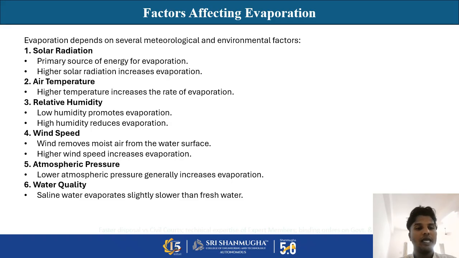For relative humidity, low humidity promotes evaporation and high humidity reduces evaporation. If the atmospheric relative humidity is very low, it promotes evaporation. If there is already high humidity in the atmosphere, that reduces evaporation. The next factor is wind speed. Wind removes the moist air from the water surface, so higher wind speed increases evaporation. The speed of the wind is proportional to the evaporation. If the wind speed increases, the evaporation will increase.